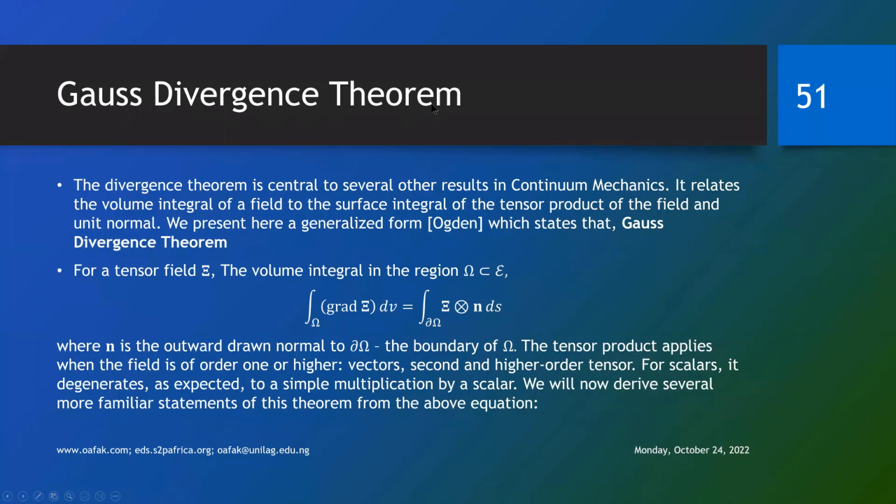Now, we have looked at Stokes' theorem, the Green's theorem. We are now looking at the Gauss theorem, or Gauss divergence theorem. Gauss divergence theorem is actually a sequence of at least 3 theorems. And the best thing is to state it.